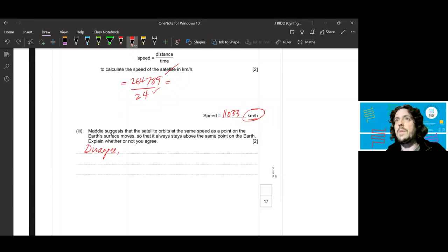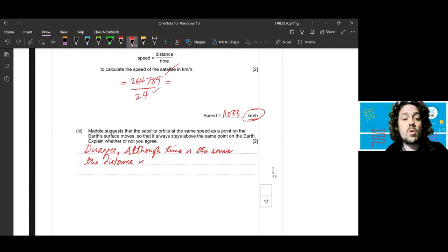And the reason is that although the time is the same, the distance is smaller at the Earth's surface.